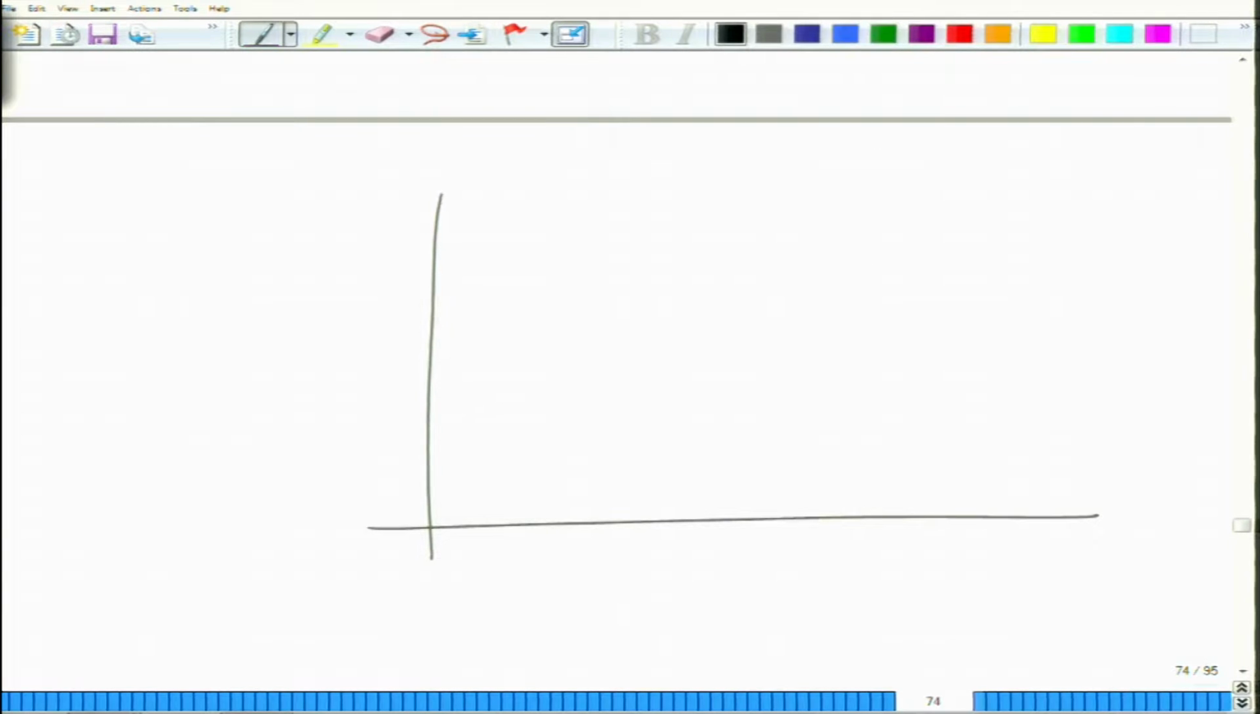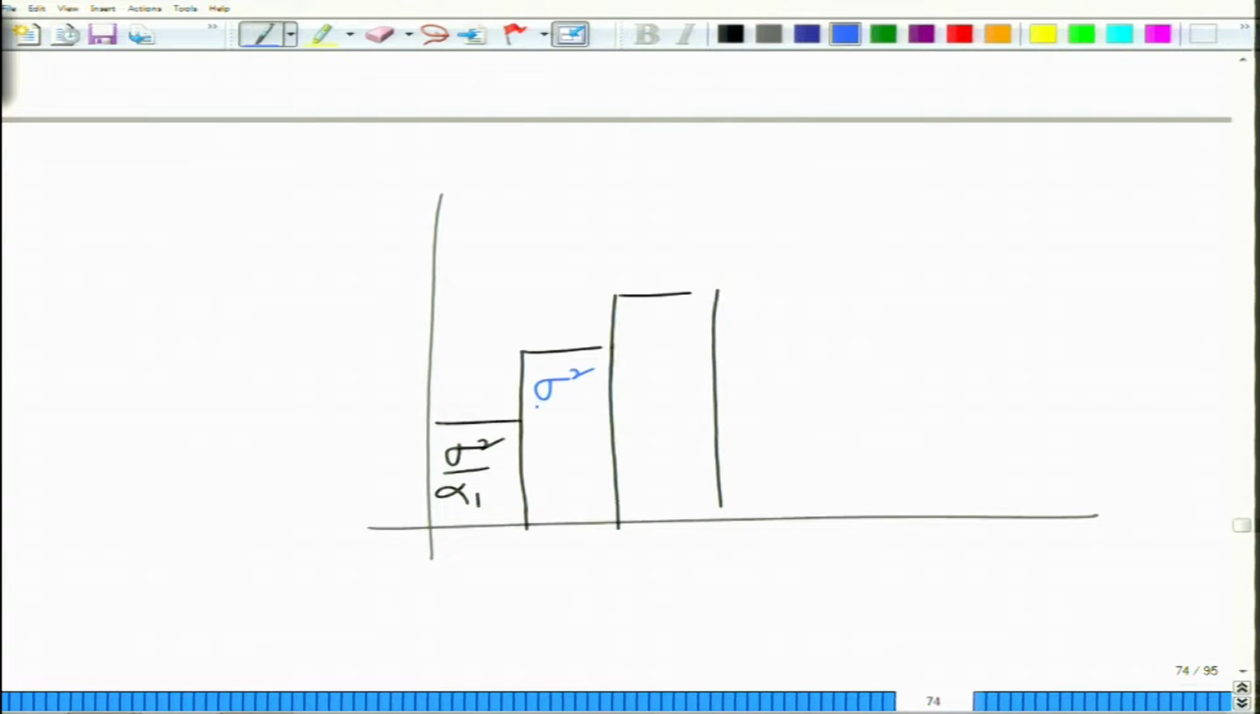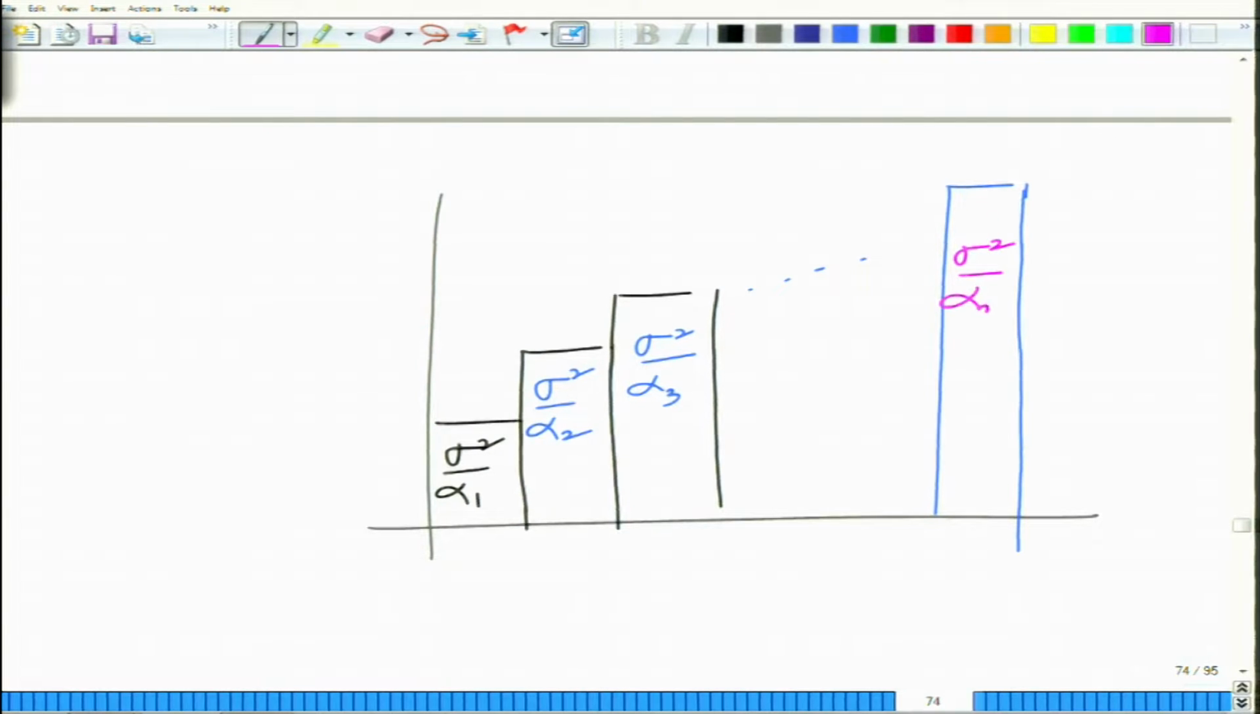If you look at, for instance, a sort of bowl, or an area with these kind of pillars. Okay. So, the first pillar is sigma square by alpha 1, corresponding to the first channel, because alpha 1 is larger, sigma square by alpha 1 is smallest. So, this is sigma square by alpha 2, sigma square by alpha 3, and so on and so forth. Remember, alpha is decreasing towards alpha n. So, sigma square by alpha n will be the largest. Okay. So, this is your sigma square by alpha n.